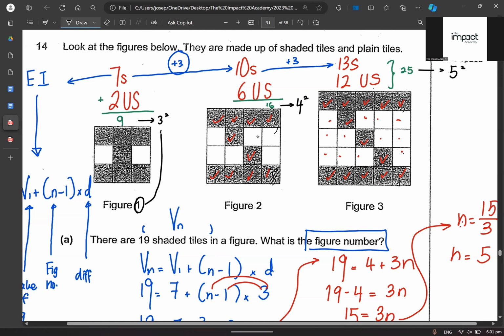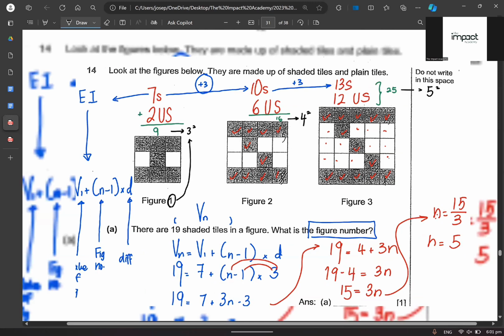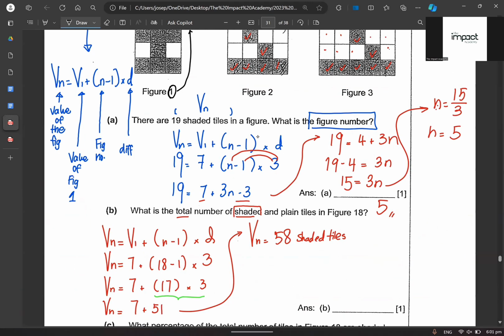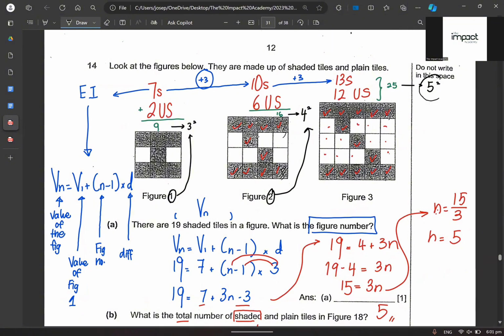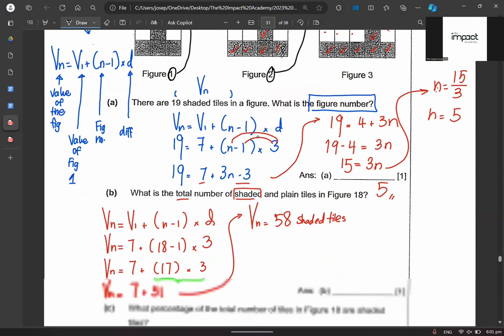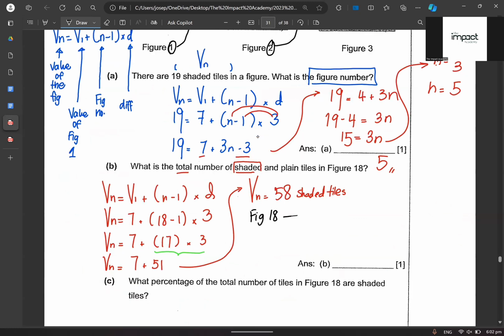How is it related to the figure number? It is always 2 more than the figure number. Figure 1 is 3 squared. Figure 2 is 4 squared. Why? Because it's 2 more than the figure number. Figure 3 is 5 to the power of 2, which is 2 more than the figure number, correct or not? So figure 18 will have to be 18 plus 2, to the power of 2. That gets me to 400 tiles in total.